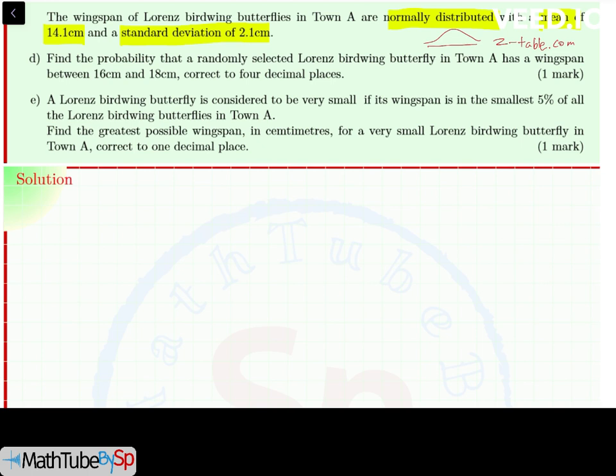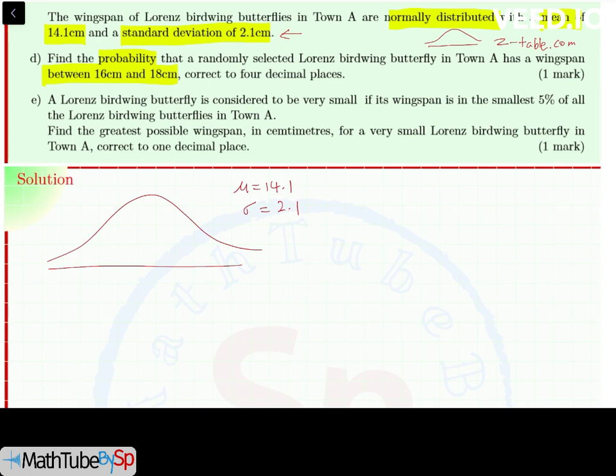Okay, so what they're asking us now is to find the probability that a randomly selected butterfly in town A has a wingspan between 16 and 18. If we refer to a normal distribution, we're being told that the town A butterflies have a wingspan with a mean of 14.1 and a standard deviation of 2.1. Now we're going to convert this 16 centimeters and 18 centimeters to Z scores.